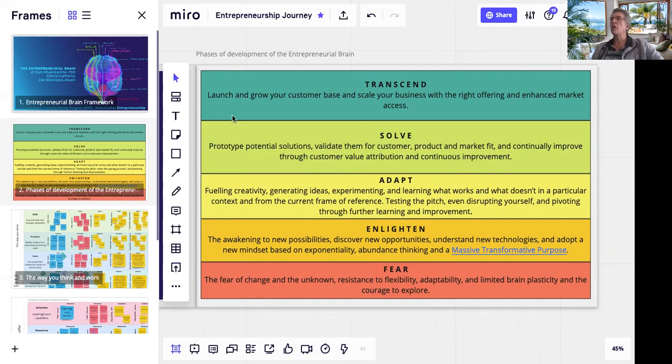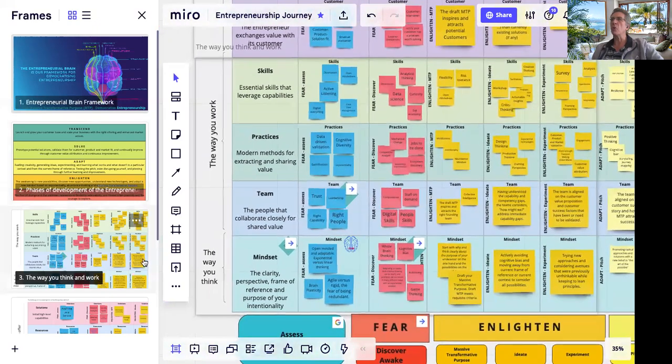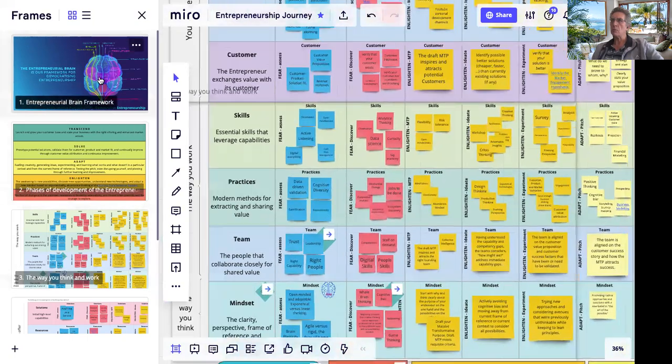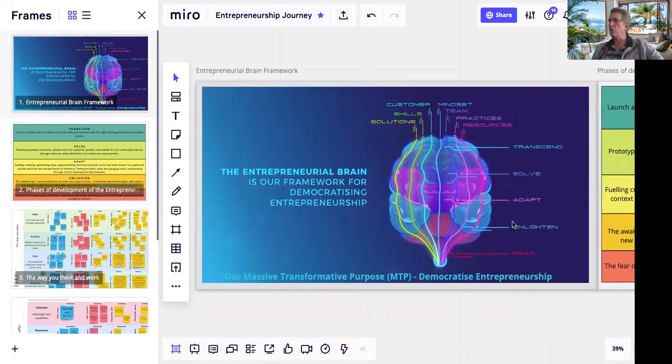And finally, transcend, where you launch and grow your customer base and your business with the right offering and enhanced market access. So this is not a small feat. This is something that is really difficult to get right, as anybody who's tried to be an entrepreneur will tell you. And we think that the pathways, so just jumping back here, we've touched on the phases, and these are the pathways. So the pathways include mindset, team practices and resources, customer skills and solutions.